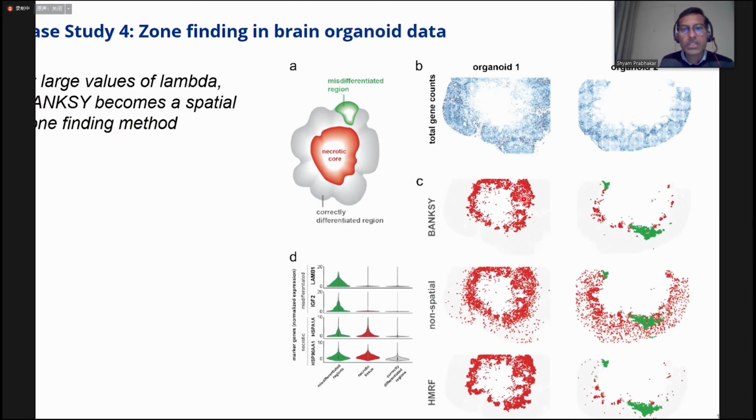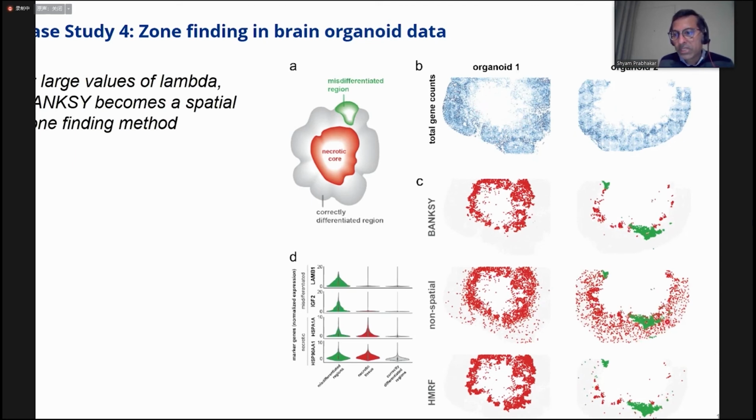They passed our QC, but BANKSY in zone finding mode with high lambda said that these cells just on the inner core, they form a cluster, the red cells, in multiple organoids. And these are essentially necrotic cells. You can see here, they upregulate heat shock proteins, and they don't express clearly any other cell type markers. And they are spatially where you would expect the necrotic cells to be, near the core. And they have kind of marginal detection of genes.